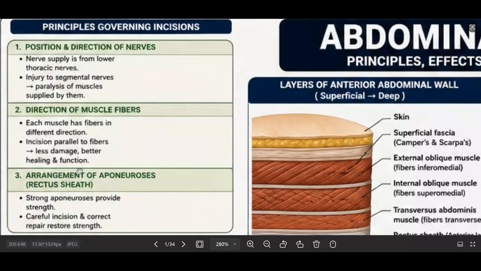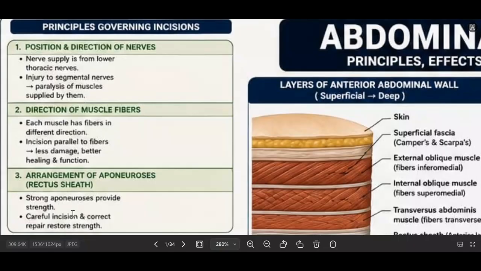Okay, now the third factor that is governing the incisions is the arrangement of the aponeurosis. The aponeurosis of these three muscles, what are these three muscles? I am talking about external oblique, internal oblique, and transversus abdominis specifically here, and they form the rectus sheath. Now the anterior abdominal wall contains strong aponeurosis, and these provide strength. So if the surgeon cuts them carefully and repairs them correctly, the abdominal wall regains its strength and can restore its original strength even after the incision.